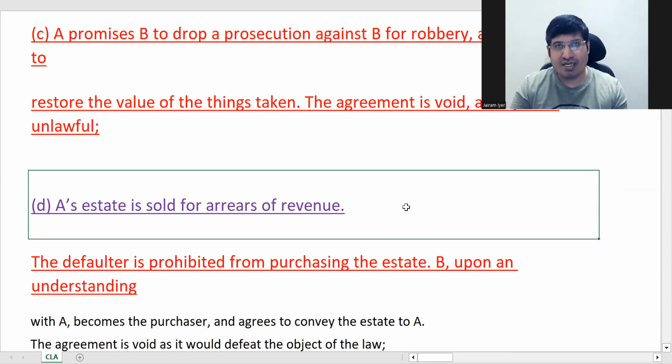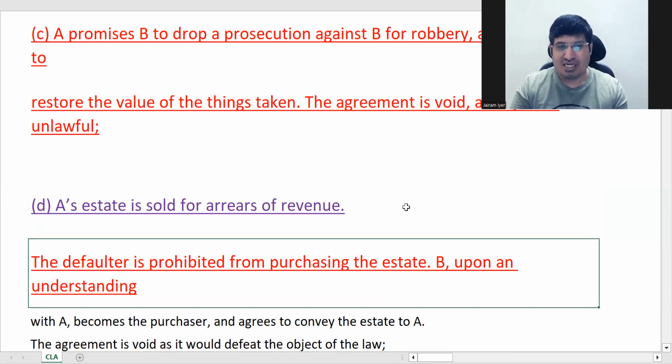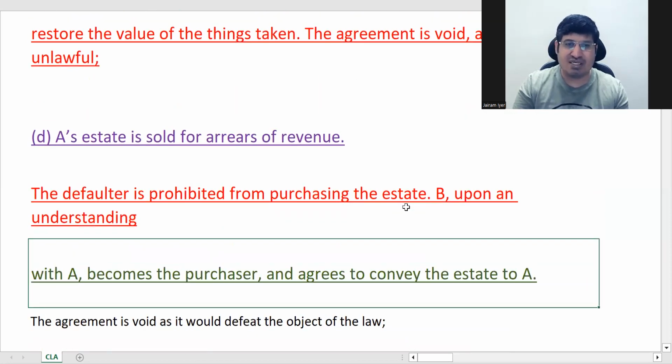So when they sell it, there was one condition, government's conditions are always there, right? The condition is that the same person cannot buy it again. The person who has defaulted, because of which the government is selling, is prohibited from purchasing it again, as per the conditions. Now what B has done: B, upon an understanding with A, becomes the purchaser and agrees to convey the estate to A. A is forbidden, but B is not forbidden to purchase. So A is just entering into an agreement with B: you purchase, later on you sell to me.